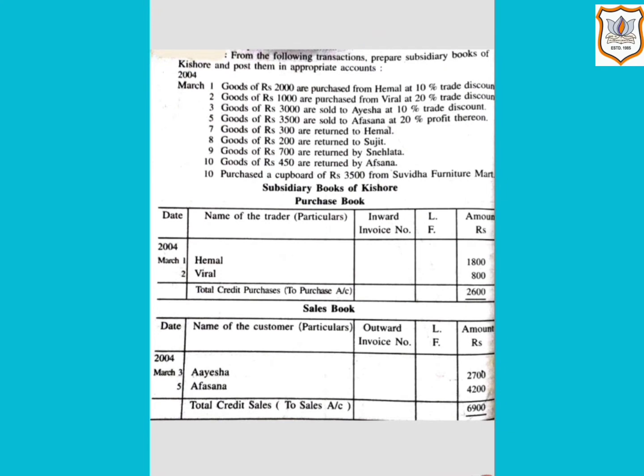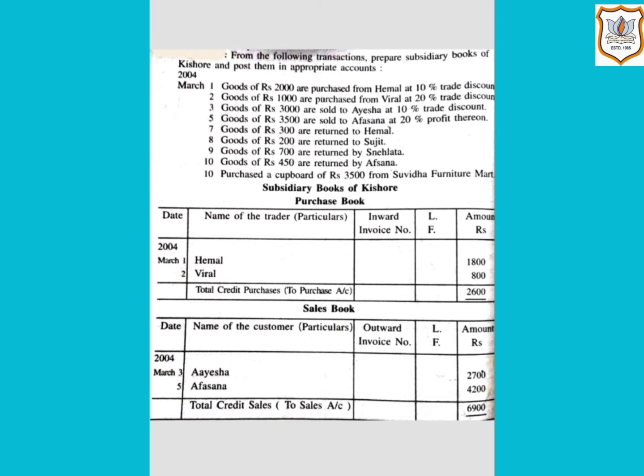Hello dear students. Today I am going to explain to you posting of subsidiary books. We have already studied about subsidiary books. We know how to prepare various types of subsidiary books, as we have already studied in an earlier chapter. That is purchase book, sales book, purchase return book and sales return book. We know how to prepare them. Now in this session, we will be learning how to post them in the ledger.